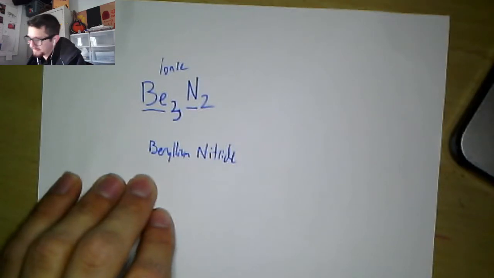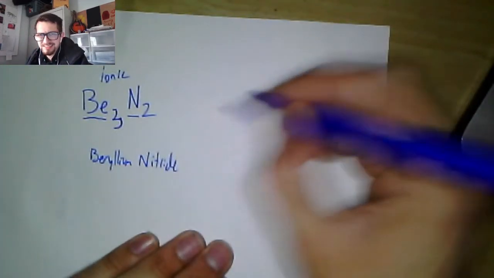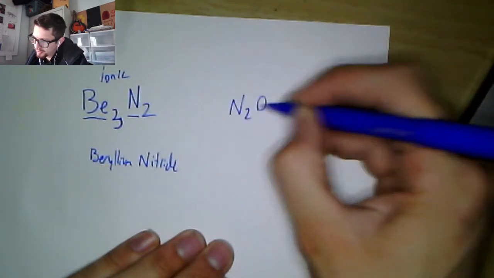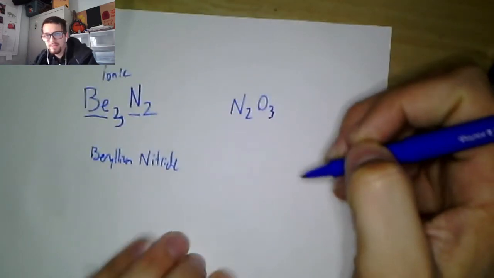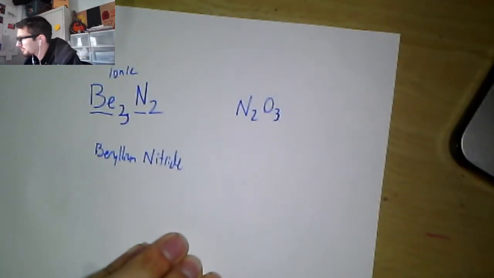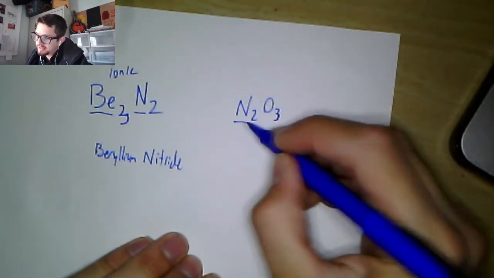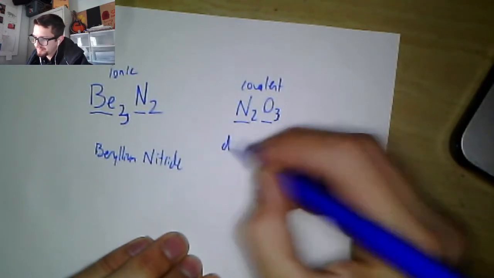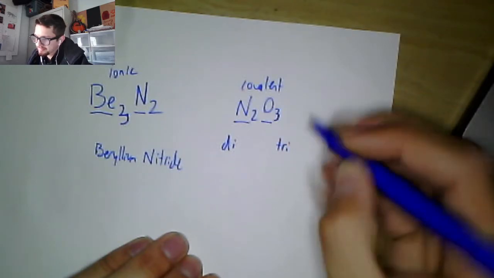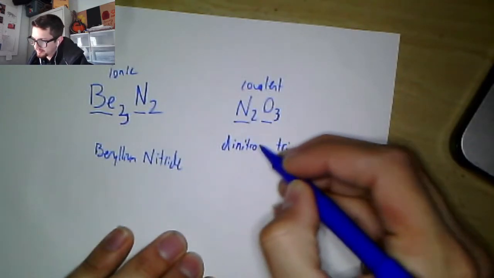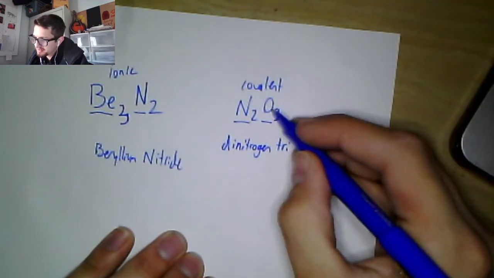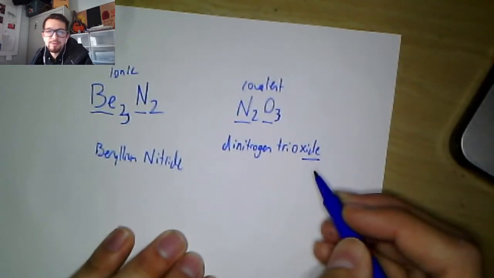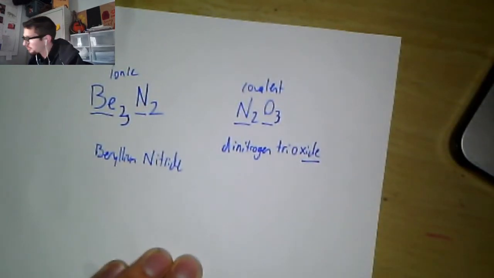Now, let's say we also had N2O3. In this problem, we would have a nonmetal and a nonmetal, which means this is covalent, which means we are going to use prefixes. So the prefix for 2 is di, the prefix for 3 is tri. So we'd have dinitrogen trioxide. Now remember, we only use "ide" on the second word, not the first word.